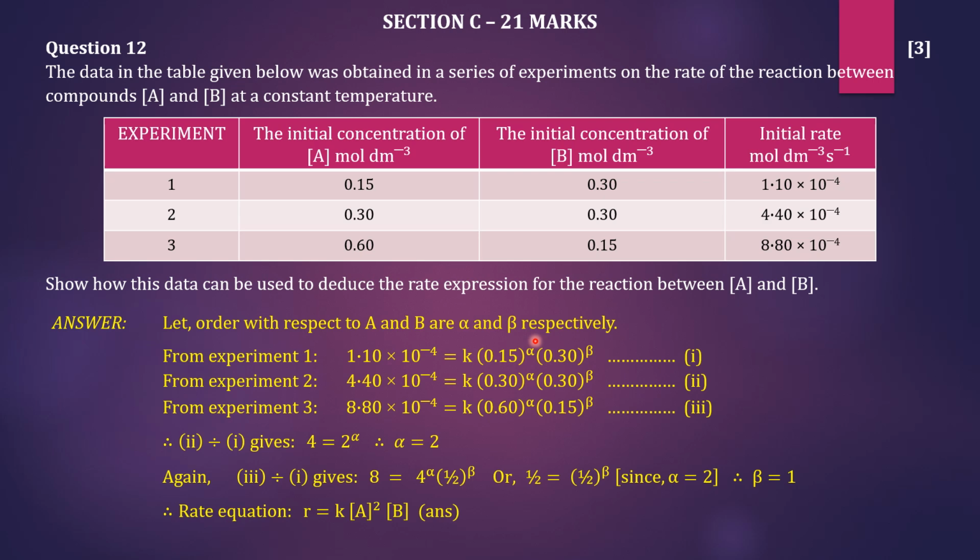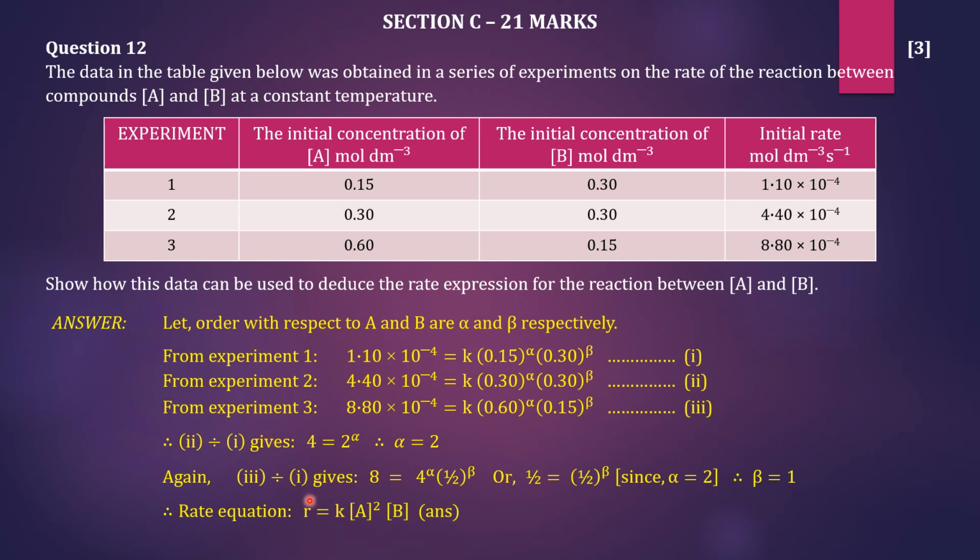So you simply take the order with respect to A and B as alpha and beta. So the rate equation will be R equals K into A to the power alpha into B to the power beta. Now apply this equation for all these three observations. As in 1 and 2 the concentration of one of the components is the same, we will divide equation 2 by equation 1, so that this part gets cancelled, doesn't matter whatever is the value of beta. 0.30 to the power beta by 0.30 to the power beta will give you 1. K and K will also cancel, so 0.30 by 0.15, that is 2, so 2 to the power alpha will remain on the right side, and on the left side it is 4. You get easily the value of alpha.